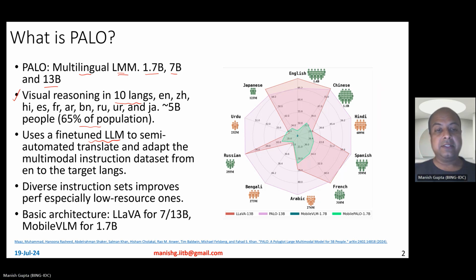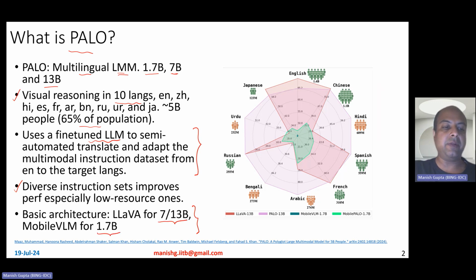So this step leads to diverse instruction sets across languages, and that helps in improving performance, especially for the low resource languages. The basic architecture for PALO is the LLaVA architecture. Of course, if you want a multimodal model, that's what is popular these days. So it uses the LLaVA architecture for the larger checkpoints, 7 billion and 13 billion, and for the smaller checkpoint of 1.7 billion parameters, it uses the MobileVLM architecture.